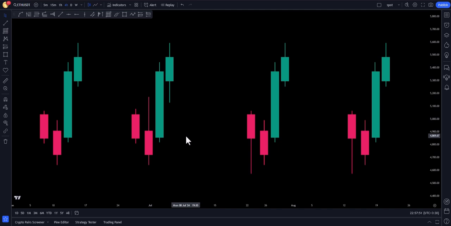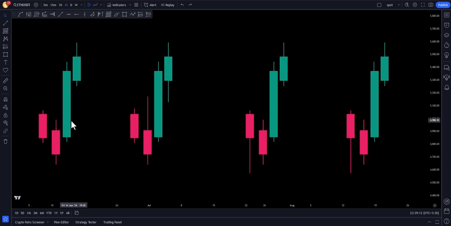Now, let's see how we can identify fair value gaps. A fair value gap is usually marked by a strong momentum candle. To find it, we look at this strong candle and compare it with the candles before and after it. We then mark the shadows of the first and third candles. The space created between these shadows is what we call a fair value gap.